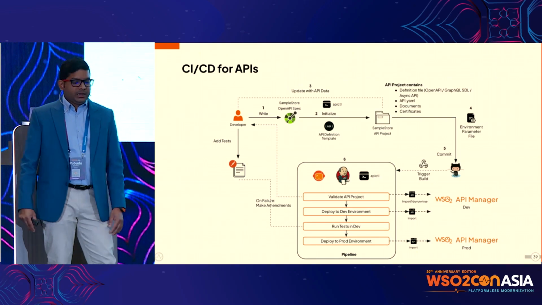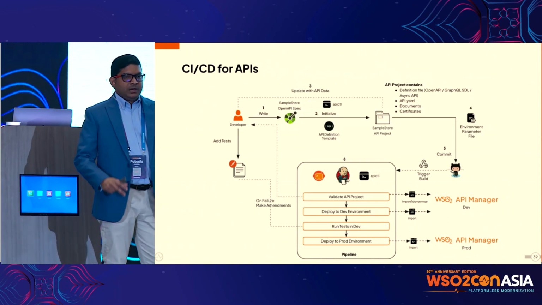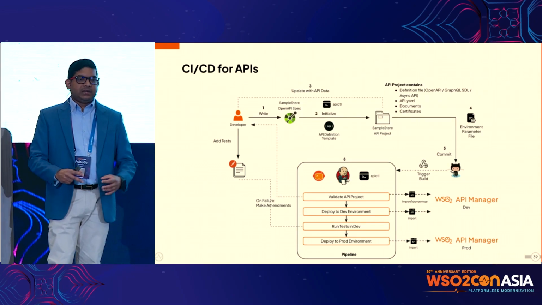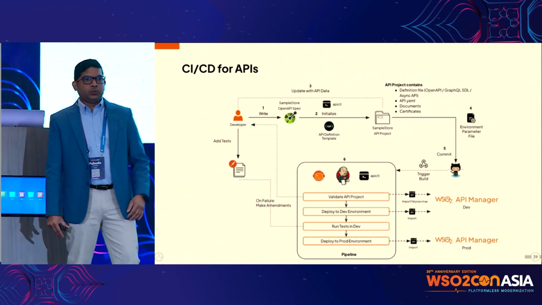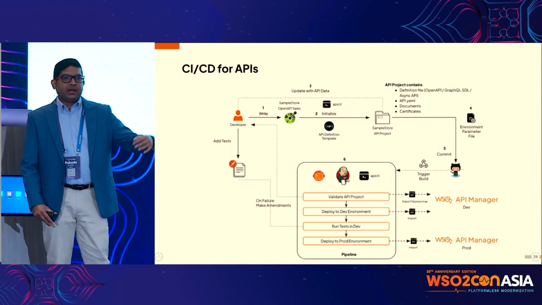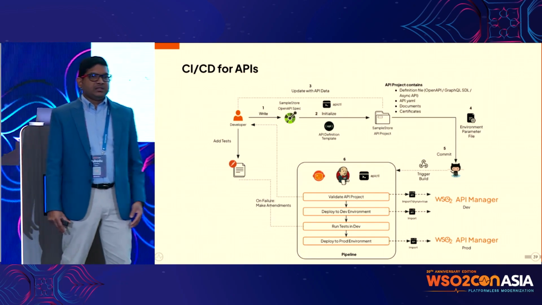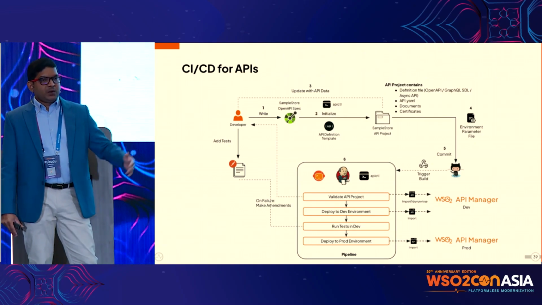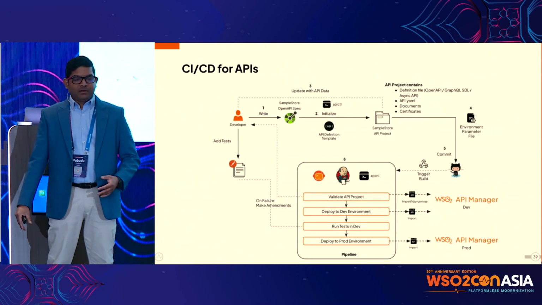So the pipeline basically has several actions. It can first check your governance aspect. It can take your project and provide that project to the control plane and look for any governance violations. If the API is authenticated properly, likewise, you can check the governance aspects. And once that is done, you can deploy to your dev environment.